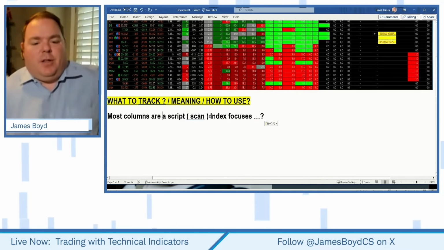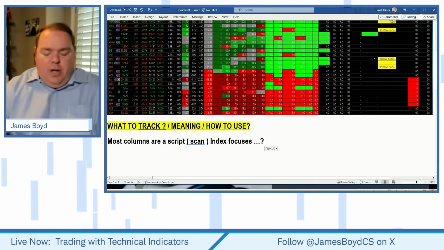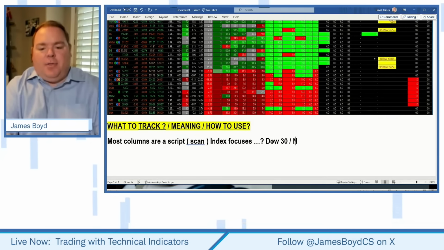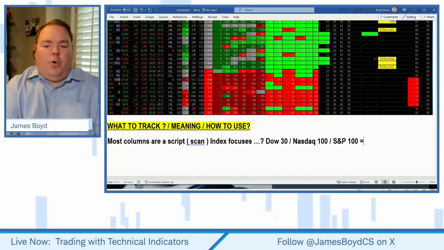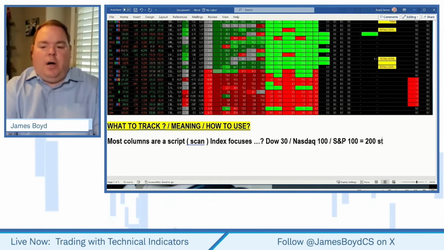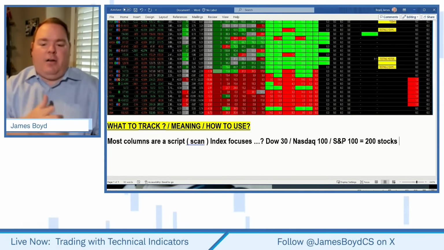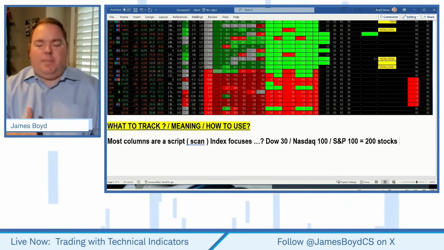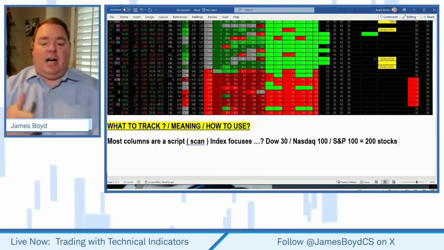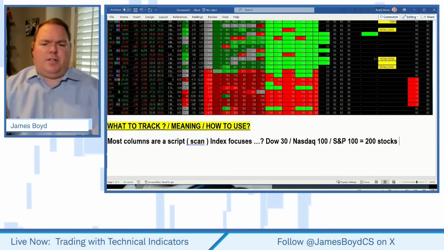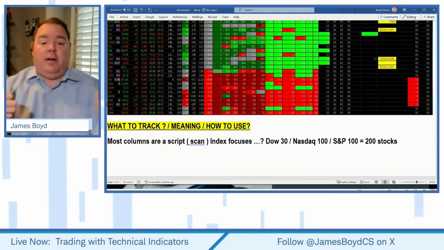Now, the biggest thing is if you take a look at this, the index focus. Okay. We like to use the example of Dow 30, NASDAQ 100, and the S&P 100, okay? So really when you think about that, there's probably like 200 stocks, okay? Why is there not 230 stocks? Well, because some of the stocks in the S&P are on the NASDAQ, some of the stocks in the Dow are in the S&P 100, et cetera. Some of them cross a little bit, and some Dow stocks are on the NASDAQ, okay? There's probably 200 stocks.